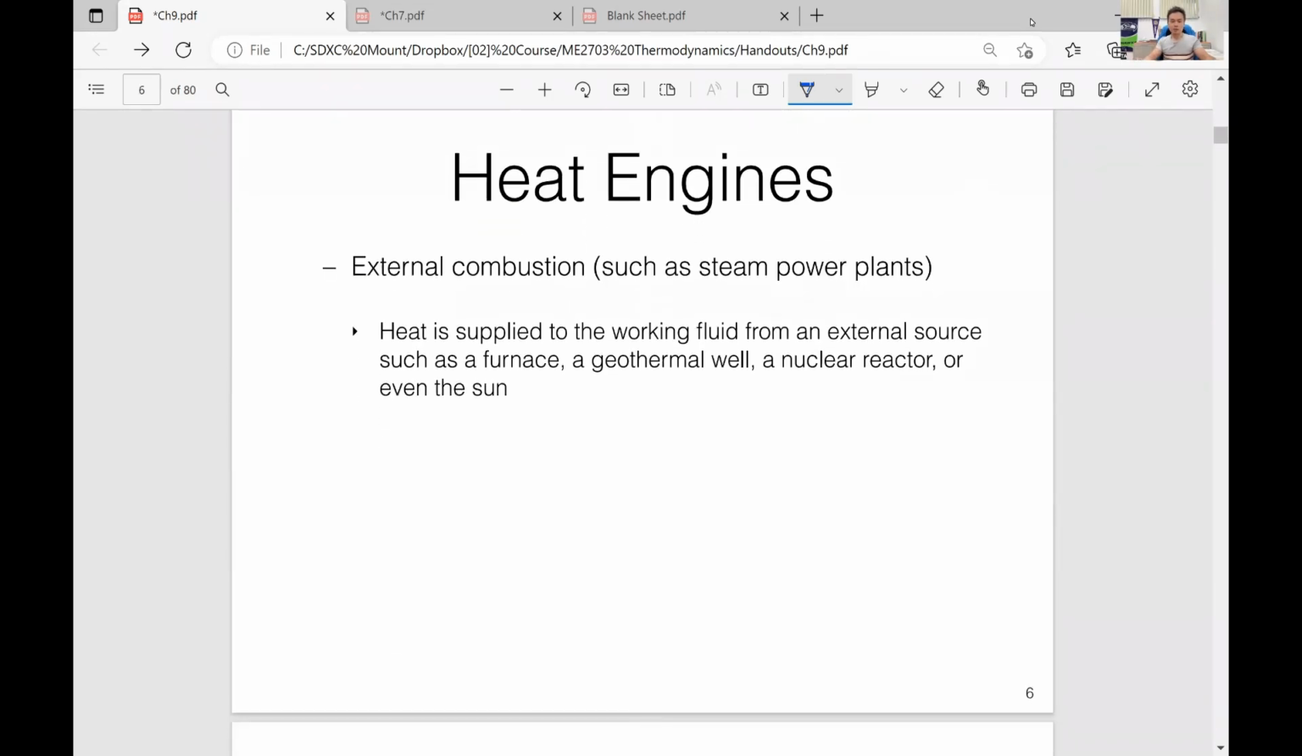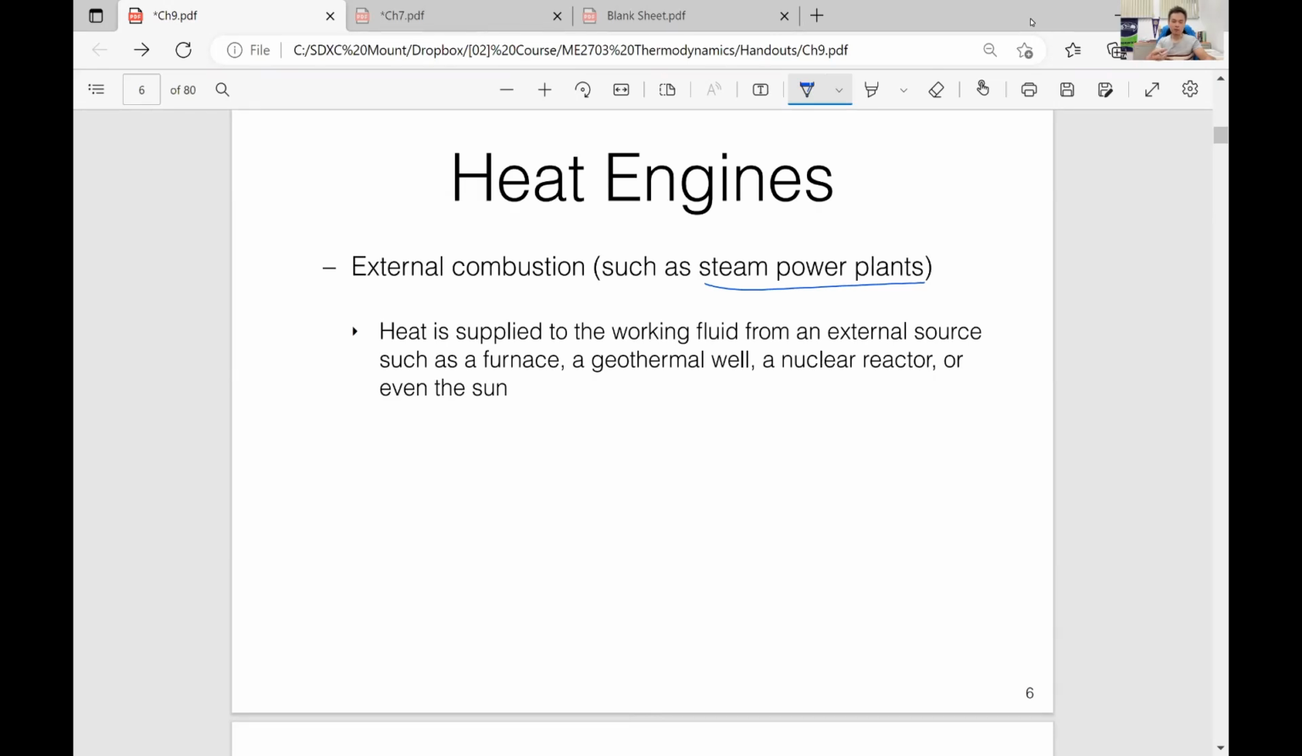External combustion, such as steam power plants. So this belongs to chapter 10, so we won't go into external combustion. Heat is supplied to the working fluid from an external source, such as a furnace, geothermal well, nuclear reactor, even the sun. So this is how the energy is supplied to the system.